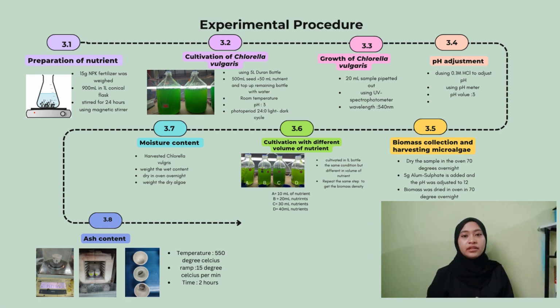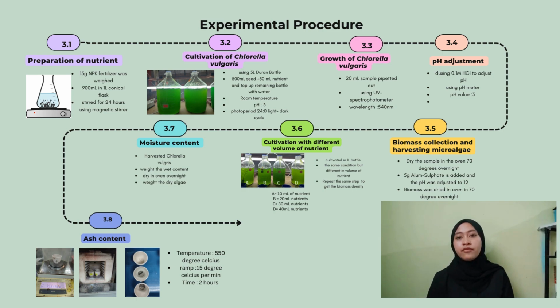Next, we go to the pH adjustment, using 1.0 mol hydrochloric acid to adjust the pH using a pH meter to get the optimum pH, which is pH 3. The biomass collection and harvesting of microalgae: dry the sample in the oven at 70 degrees overnight. For the harvesting of Chlorella vulgaris, 5 g alum sulfate is added and the pH was adjusted to 12. Biomass was dried in the oven at 70 degrees overnight.